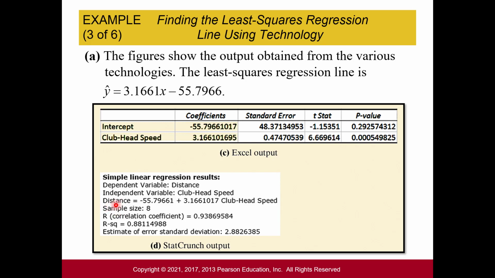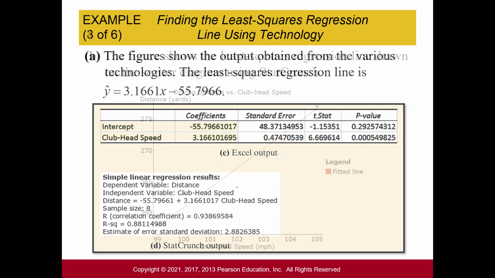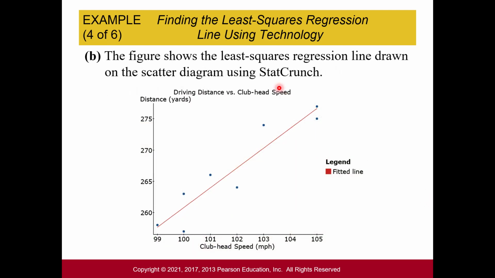So distance, or y hat, equals the y-intercept plus the slope times your club head speed. So this is like y hat equals this number plus your slope times x. And so this is your equation right here for your least squares regression line: y hat equals 3.1661x minus 55.7966. So here's our figure of our scatter diagram and our linear regression line for least squares.